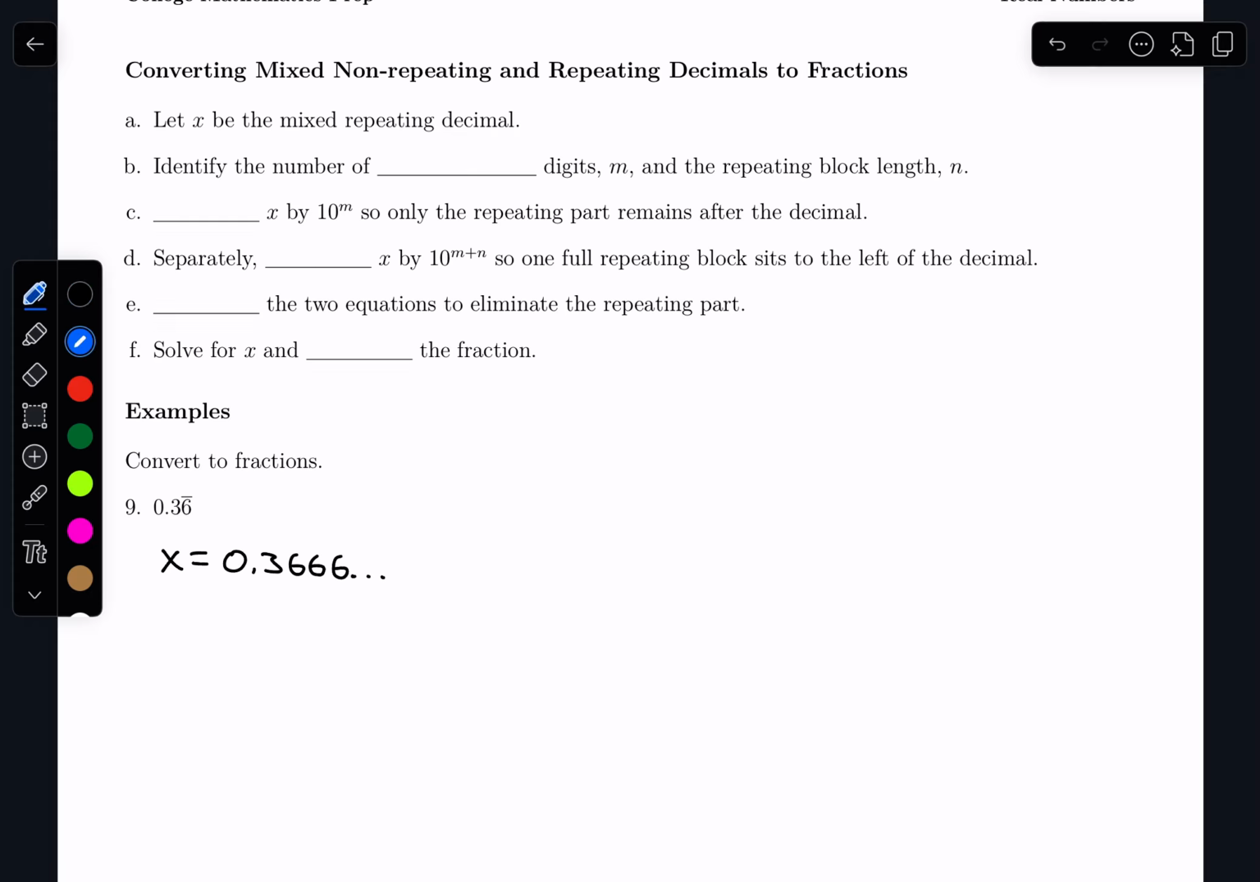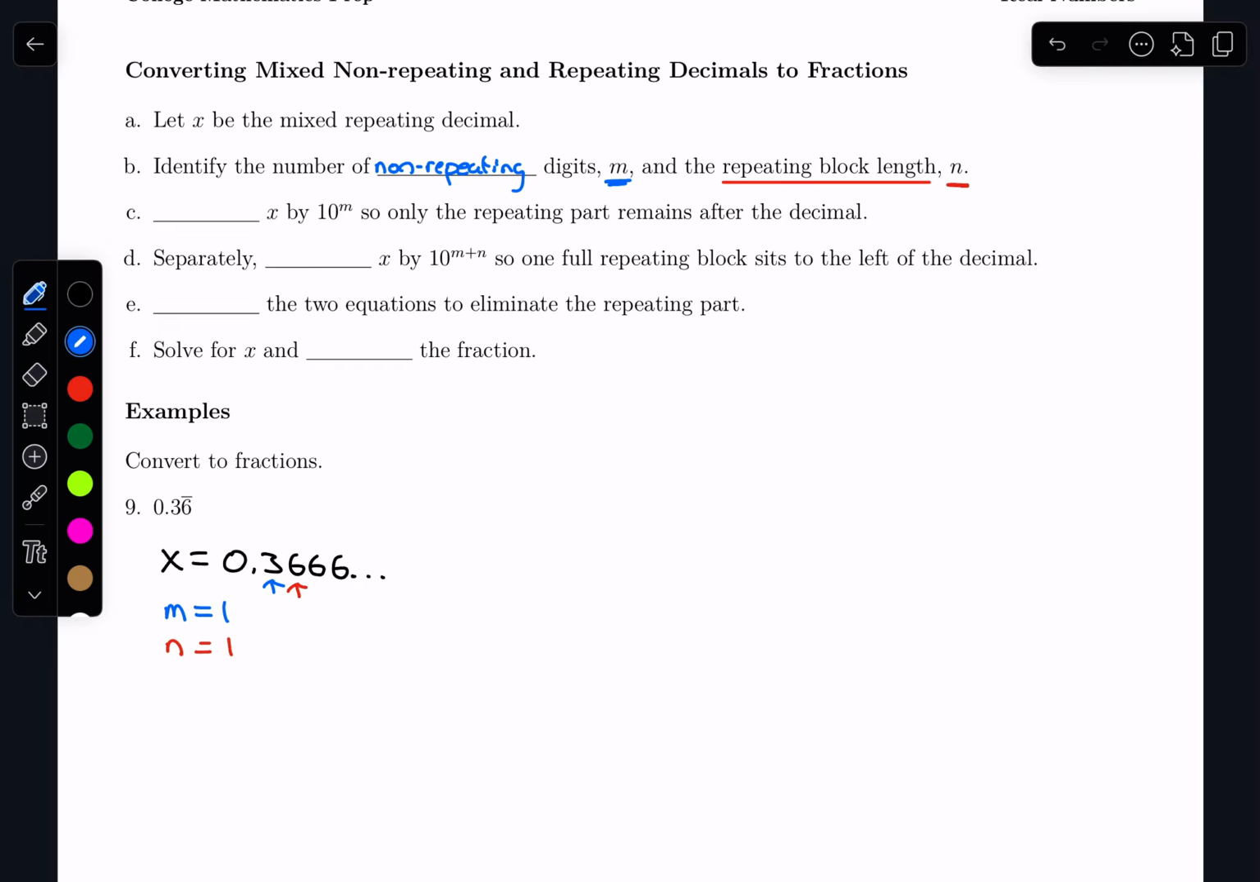Step 2 says to identify the number of non-repeating digits. Okay, so this is different now. We're going to call that m, and we're also going to find the number of repeating digits and call that n. So we're going to find 2 things here. For our current number, 0.36 with the bar only over the 6, our m is going to be equal to 1. It's just the number 3. Okay, and our n is also going to be equal to 1, where it's the 6 that repeats. So both m and n are 1 in this case.